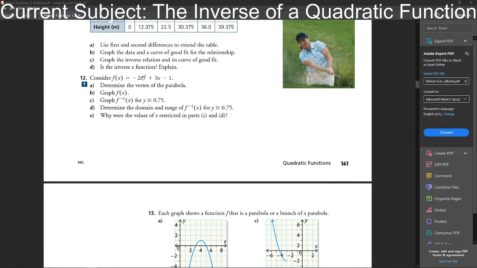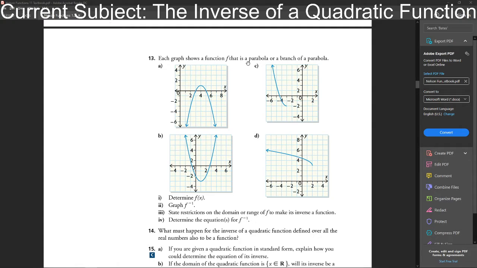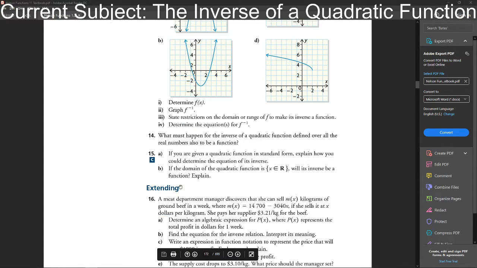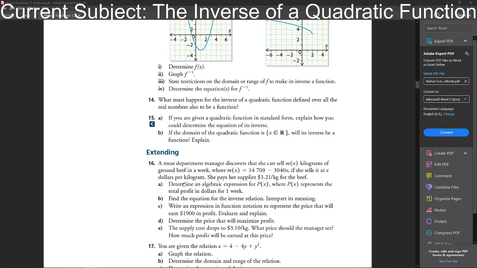Okay, consider negative 2x squared plus 3x minus 1. Determine the vertex of the parabola. Okay, whatever. We pretty much just factor this, solve for the two values of x, divide by 2, graph of x, whatever. Determine domain and range. Each graph shows a function f that is a parabola or a branch of a parabola. Determine f of x inverse, state restrictions, okay, same stuff. It's getting repetitive. Yes, this is called practice.